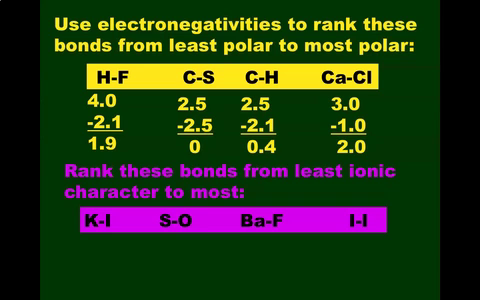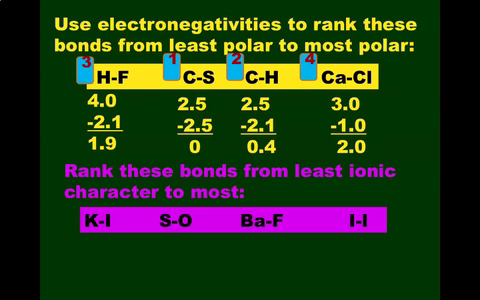Okay, so now it wants us to rank them from least polar to most polar. So the least polar is going to be closest to nonpolar, which is 0. So this is going to be our least polar. Then we're going to just work our way up from there because the difference is 0. The next highest is C and H, which is a difference of 0.4. Then we have H and F with a difference of 1.9, and then the most polar is going to be Ca to Cl.